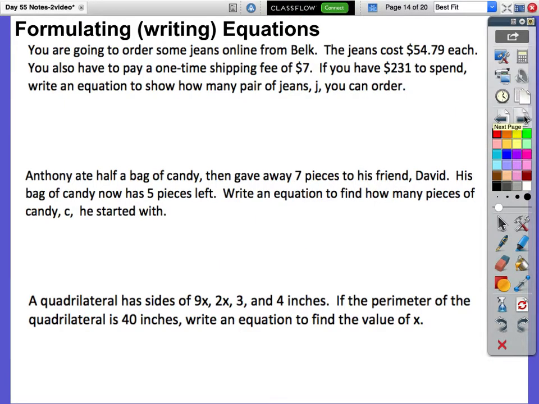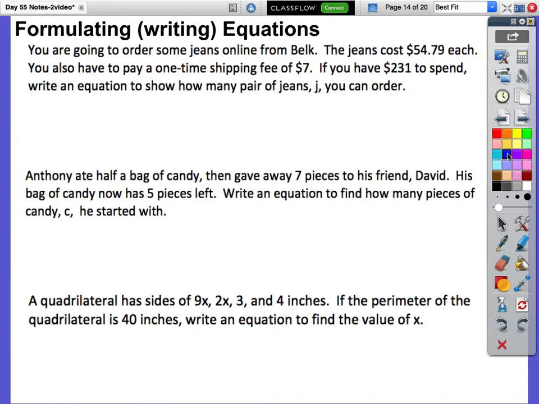Formulating / writing equations. All right, you're going to order some jeans online from Belk. The jeans cost $54.79 each. You also have to pay a one-time shipping fee of $7. If you have $231 to spend, write an equation to show how many pairs of jeans, J, you can order.